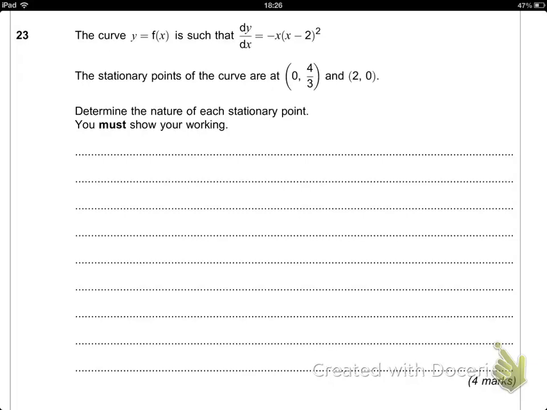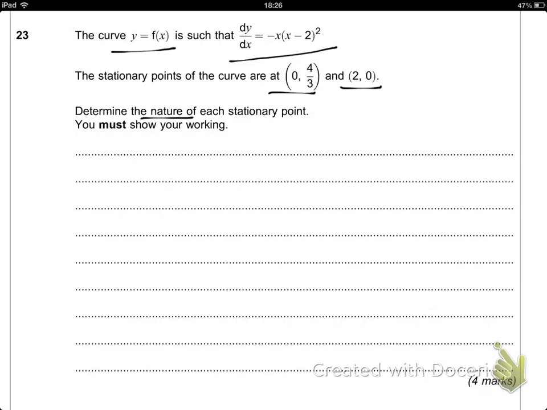Okay, last question. You've got a curve which is y equals f of x, or y or f of x, whatever you want to call it. It's already been differentiated, and the stationary points have already been found. What we need to do is just say what the nature of the stationary points is. The nature means a maximum or a minimum or a point of inflection.